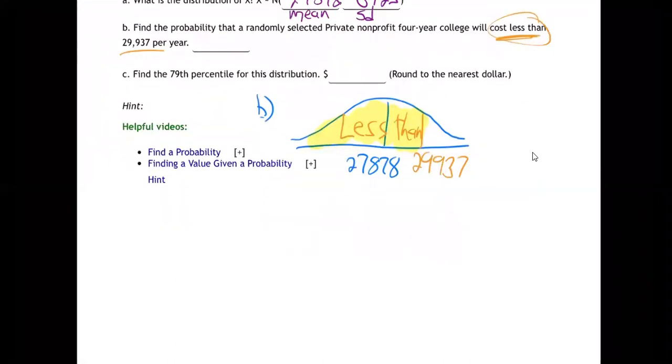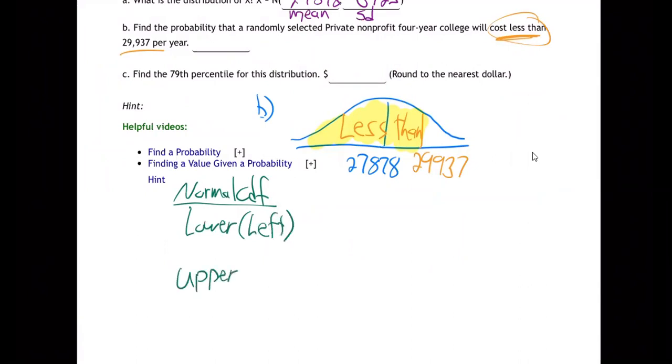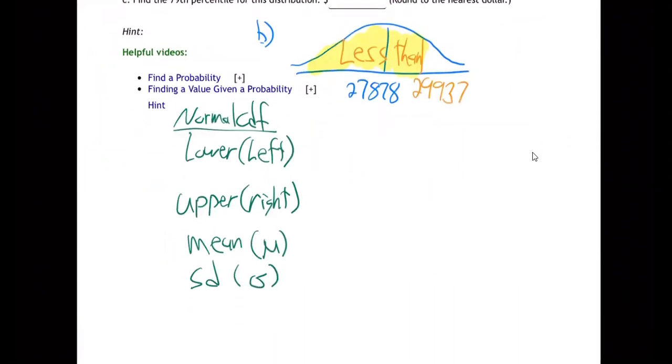Okay, so how do we do it? We're going to do normal CDF. The normal CDF asks lower or left, and then upper or right, and then mean, which they show with that symbol, and standard deviation, which they show with that symbol. What do they mean by lower and upper, or left and right? They mean the left and the right of the piece of shading. So the lower is the left edge of the piece of shading.